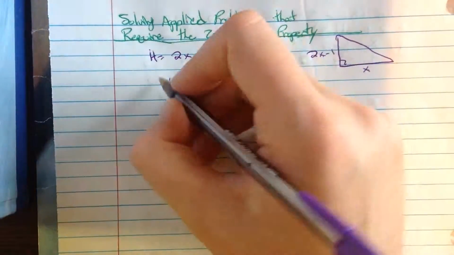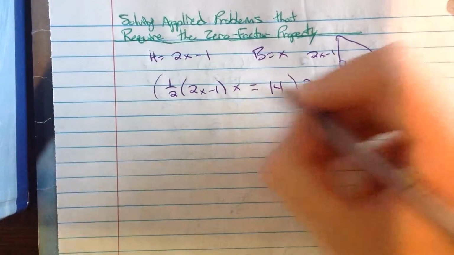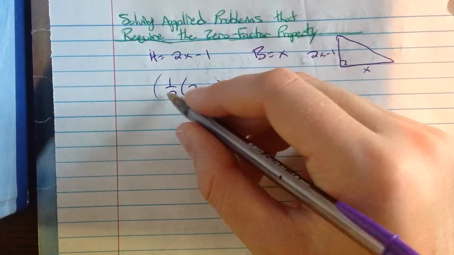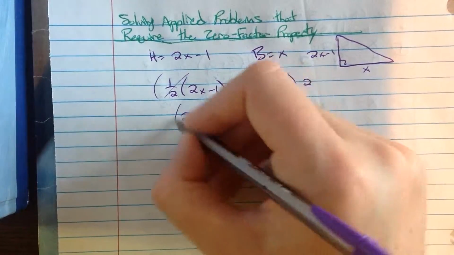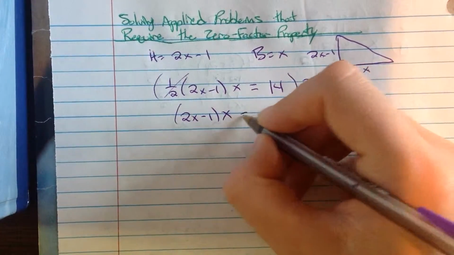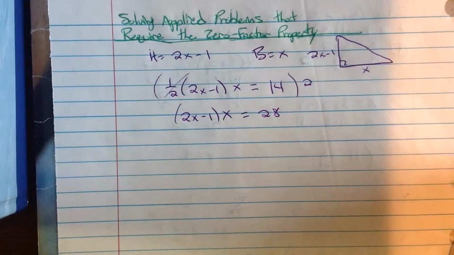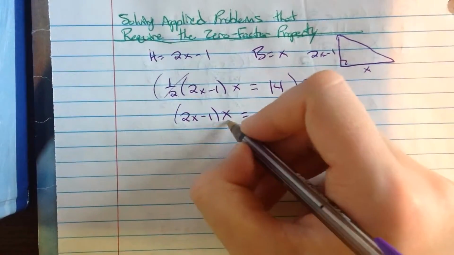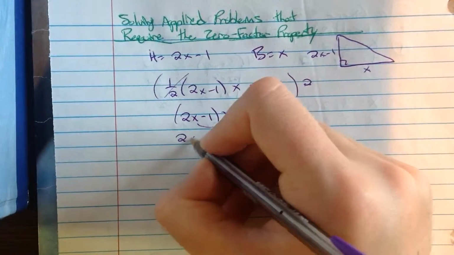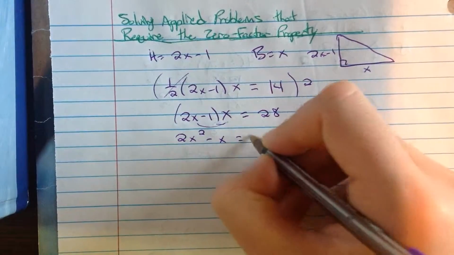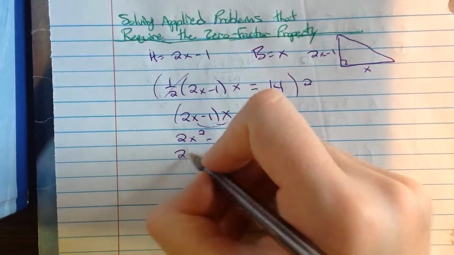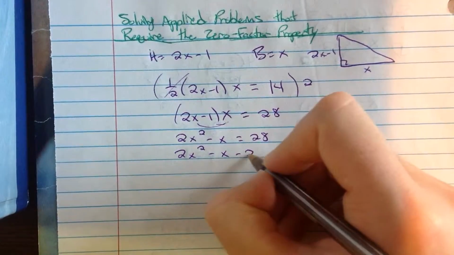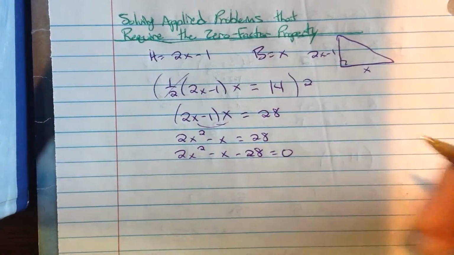So the first thing I'm going to do is multiply the whole equation by 2. The reason for this is I want to get rid of that fraction. So the 2 cancels the 1/2 on this side, and I get 2x minus 1 times x equals 28. Now to solve this, we need to first get rid of the parentheses. So we say 2x squared minus x equals 28. Get everything to the same side: 2x squared minus x minus 28 equals 0.